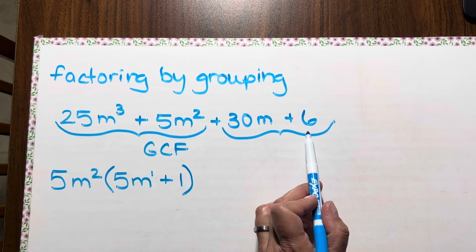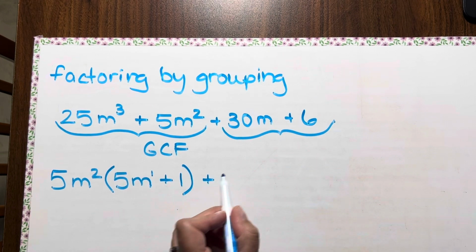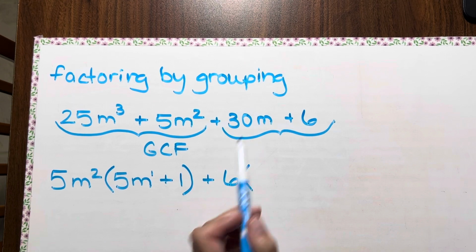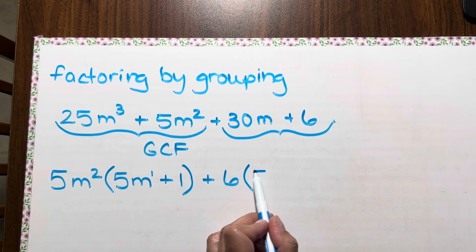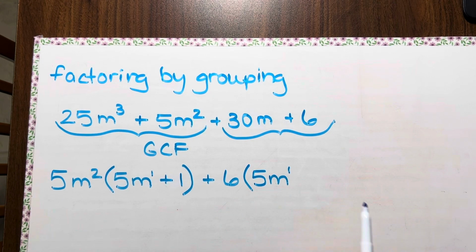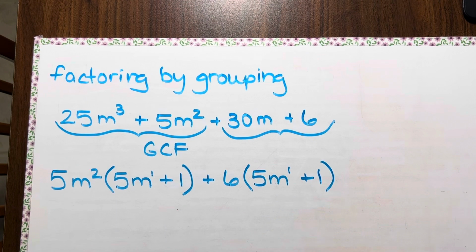Now I'm going to do the same thing for my last 2 terms. I'm going to find a GCF. And in this case, I only can take out a 6. So I'm going to do 30 divided by 6, which gives me a 5, and I keep the m since I'm not factoring that out. And 6 divided by 6 leaves me with that factor of 1.